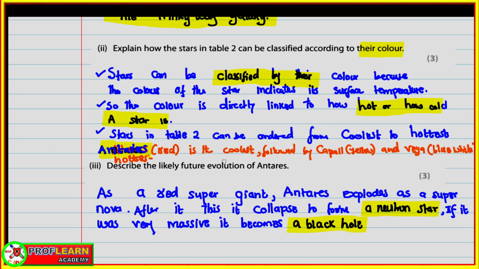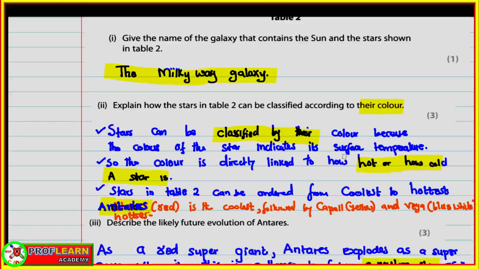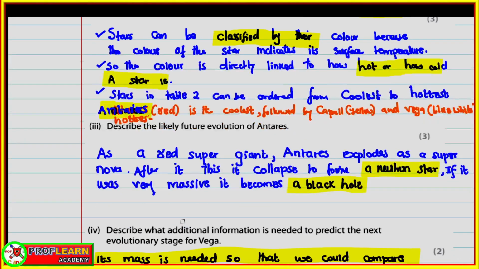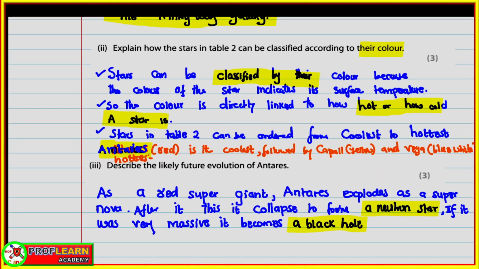And then if you want to classify them, you can start from the coolest, which is Antares. We have Capella, which is yellow. Sirius B, and Vega being the hottest. So you are supposed to come up with that particular explanation.